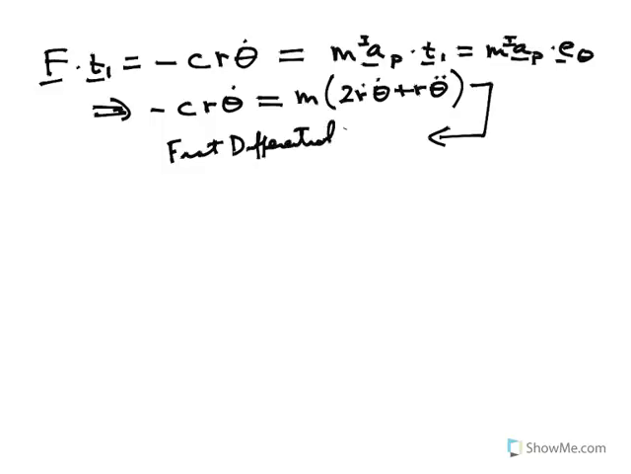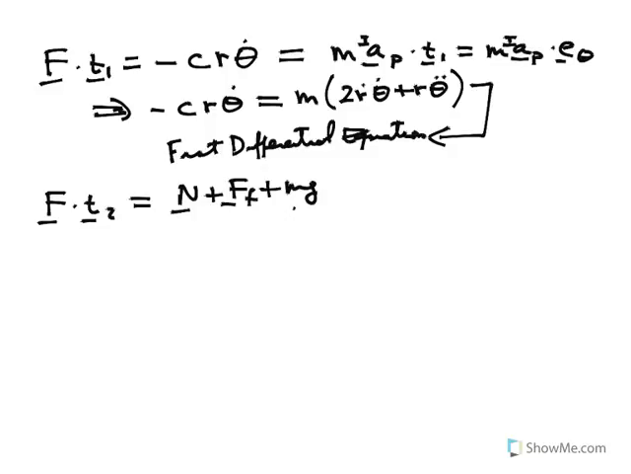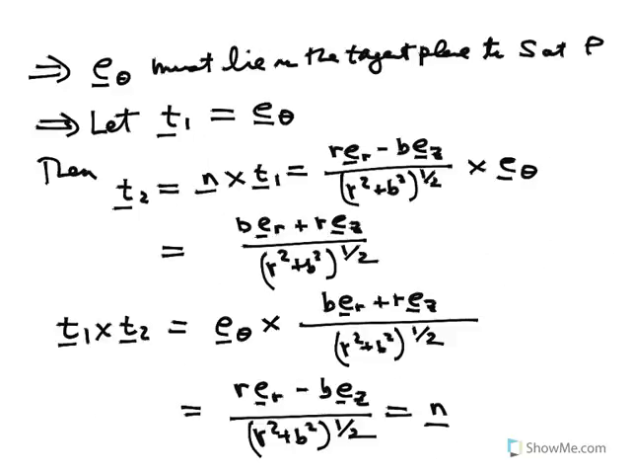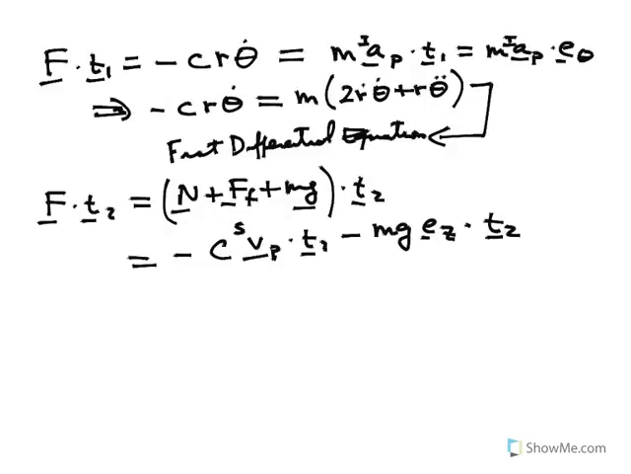Now, we can get the second differential equation from the fact that F dotted with T2 is equal to n plus F_f plus mg dotted with T2. That's equal to, well, n dotted with T2 is 0. I get minus c times the speed, times the velocity dotted with T2, and then I get minus mg e_z dotted with T2. But what's T2? T2 has two components. It's got an e_r component and an e_z component. So I can do these.